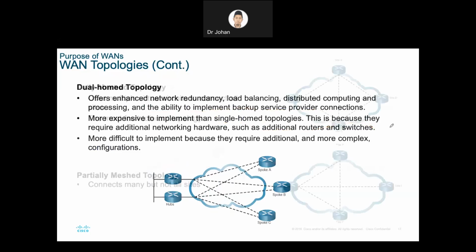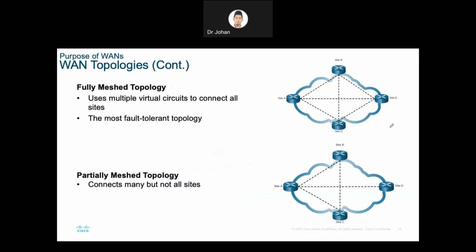Full mesh topology uses multiple virtual circuits to connect all sites. It is the most fault tolerant topology, of course. Compared to that, partial mesh topology connects many but not all sites according to some requirement, maybe security, backup, and so on.